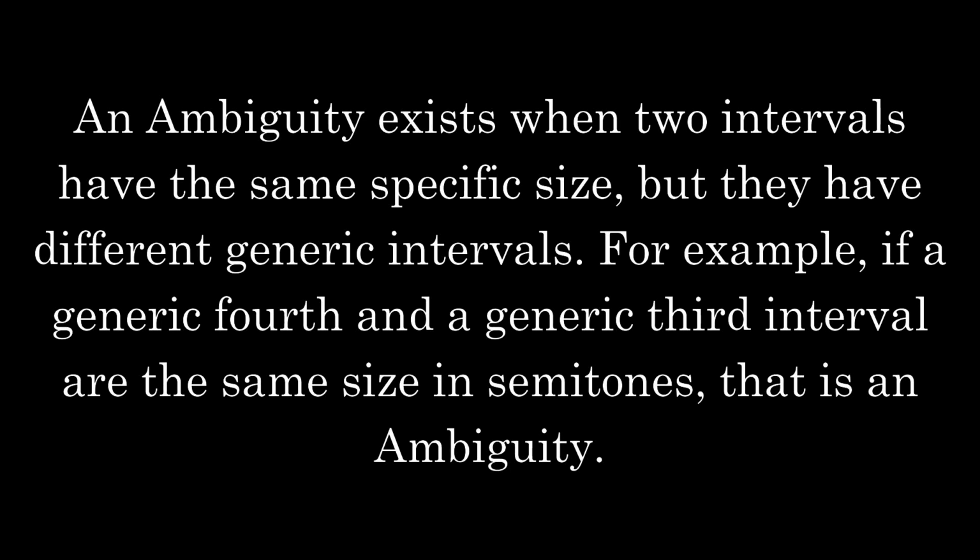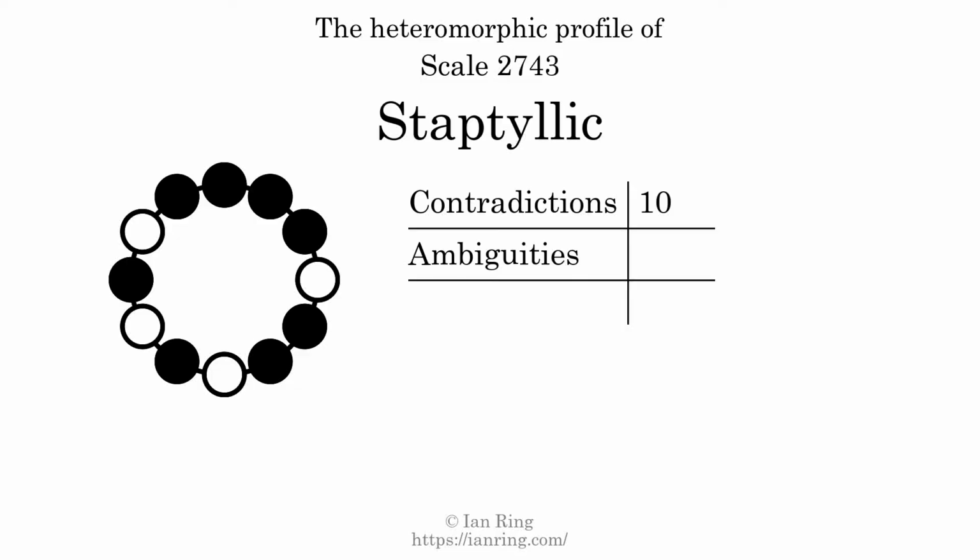An ambiguity exists when 2 intervals have the same specific size, but they have different generic intervals. For example, if a generic fourth and a generic third interval are the same size in semitones, that is an ambiguity. The number of ambiguities in this scale is 59.